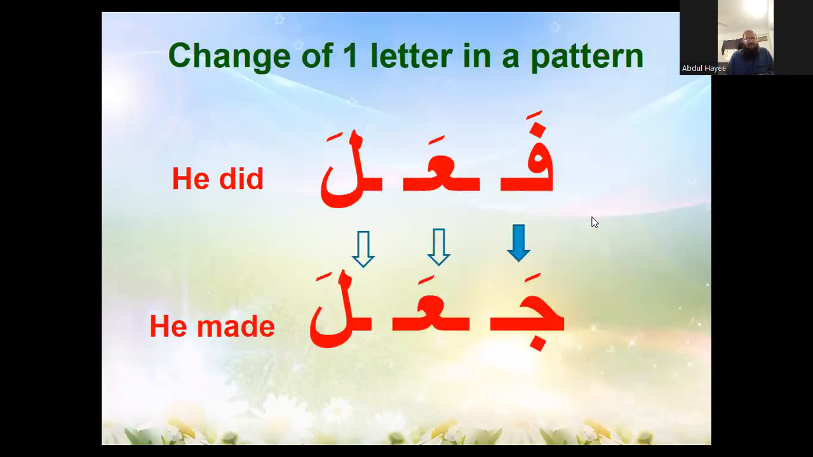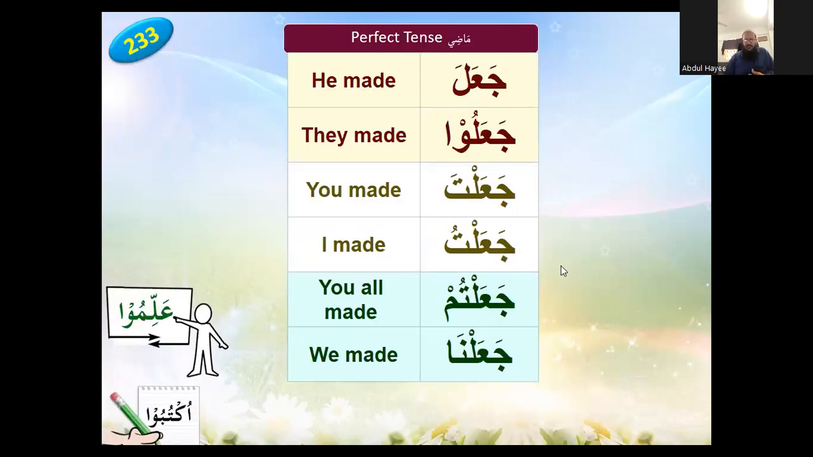So we have fa'ala. If I change fa with ja, it will become ja'ala. Fa'ala means he did; ja'ala, he made. Now we have the table. Yes, brother Ismail, now you can. Bismillahirrahmanirrahim. Ja'ala, he made. Ja'alu, they made. Ja'alta, you made. Ja'altu, I made. Ja'altum, you all made. Ja'alna, we made.